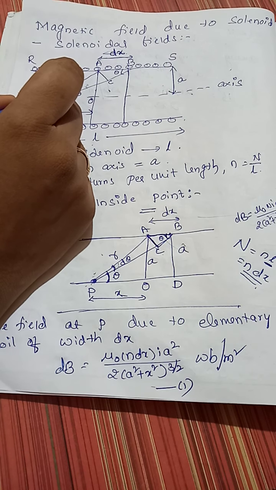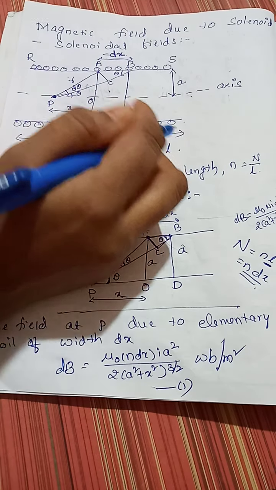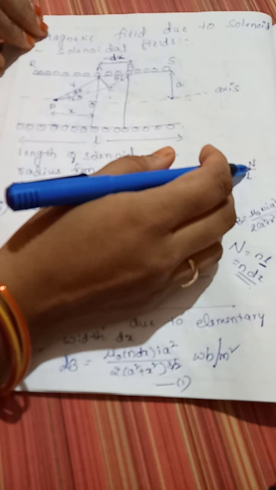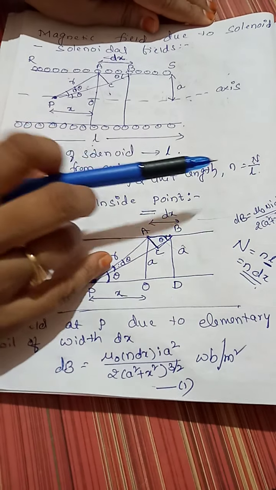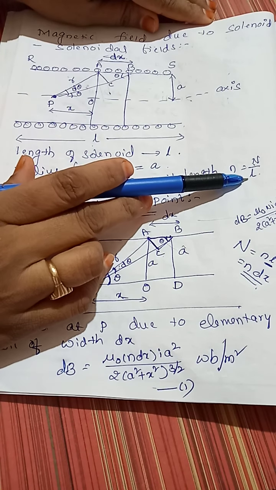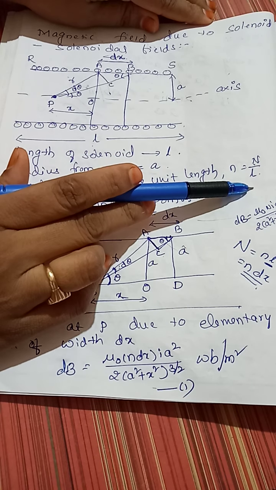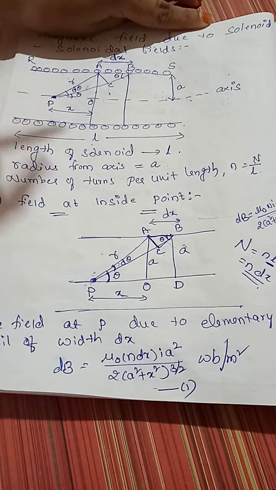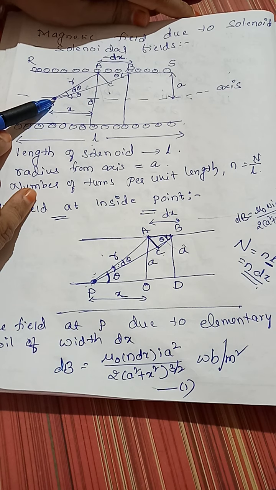Now here let I be the current flowing in the solenoid. If capital N is the number of turns in the solenoid, then the number of turns per unit length of the solenoid will be equal to n, that is n equals N by L. Now we have to find the magnetic field at a point P very well inside the solenoid.